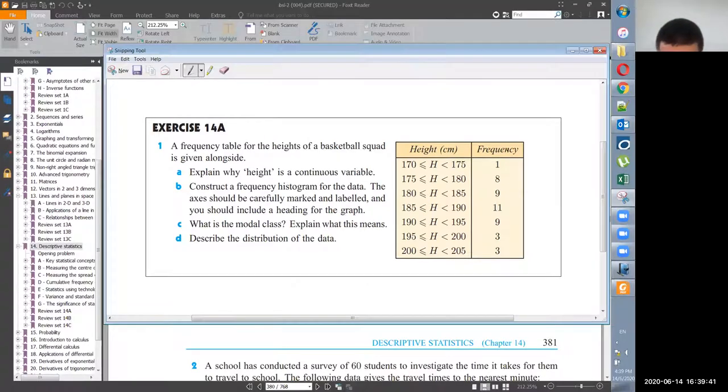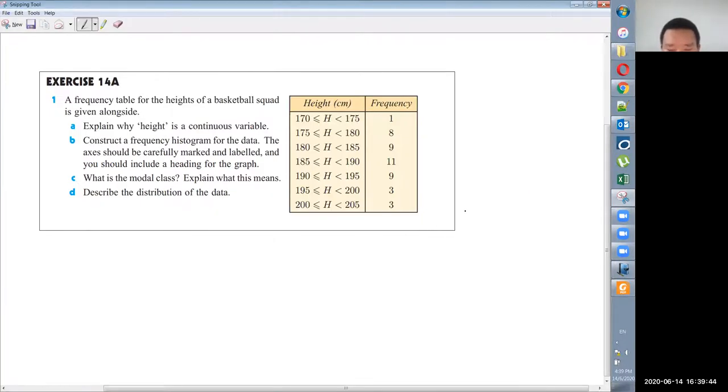Okay, so this is the exercise. A frequency table for the heights of a basketball squad is given. Within this height range, there is only one, and within this range, eight of them. Explain why height is a continuous variable. Height is a continuous variable because you might have somebody of 1.78 meters, and then you might have somebody who is 2.01 meters. So that's why it's a continuous variable.